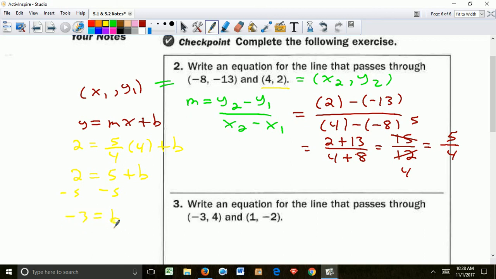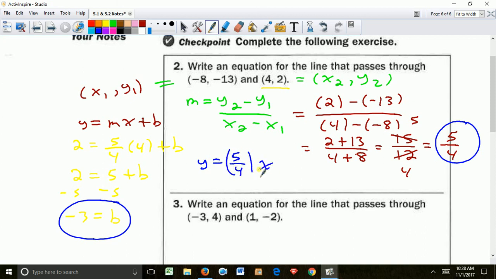Don't forget to plug in your slope, which is 5/4, and your b term, which is -3, back in the original slope-intercept form. So now we get y is equal to 5/4 x plus -3, or minus 3, and there's your answer.